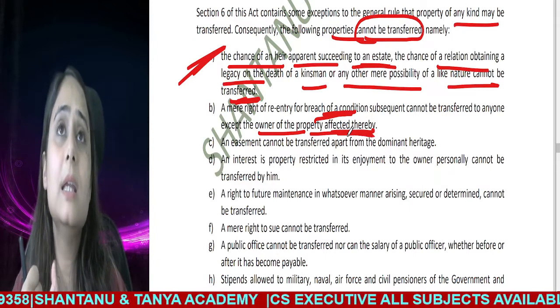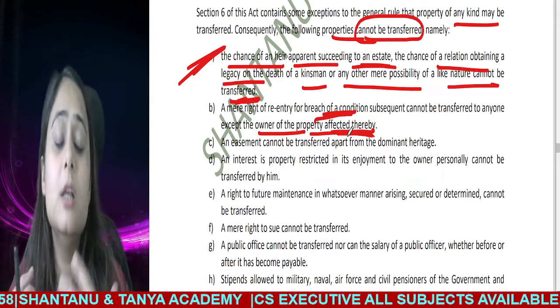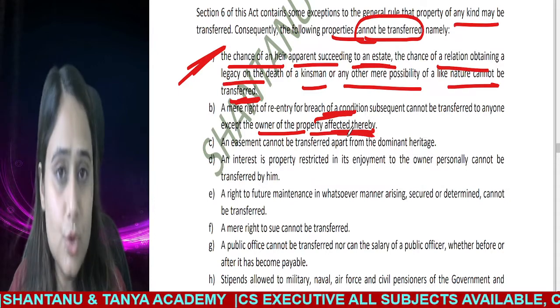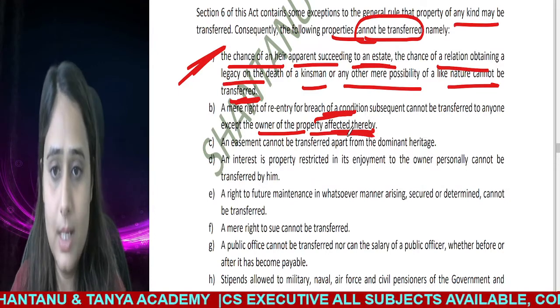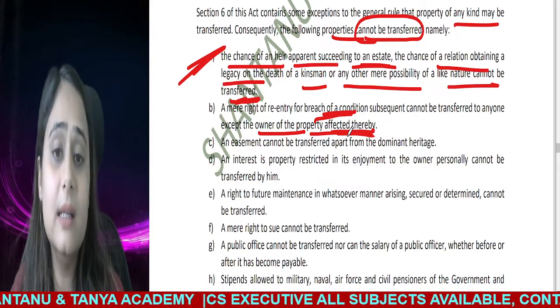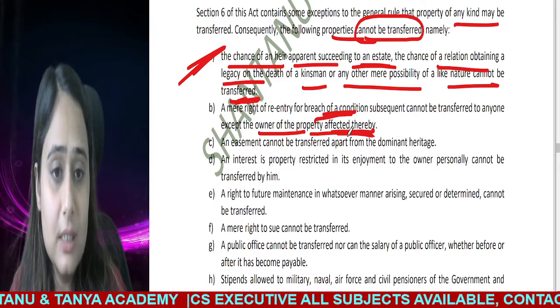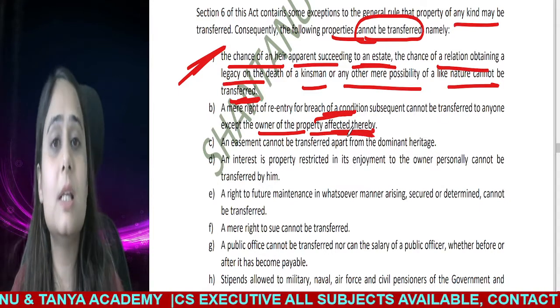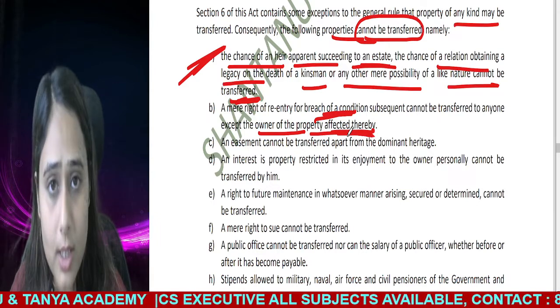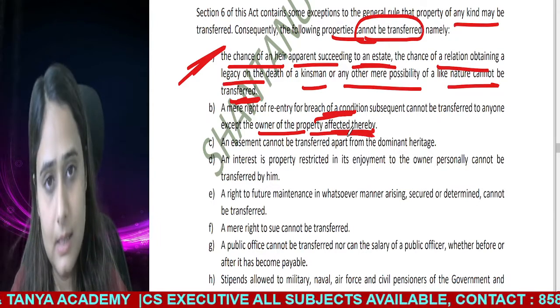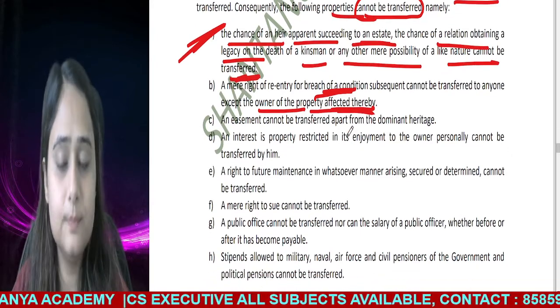So the things we are studying are the properties which cannot be transferred. The first thing was the things which are not in my name; just on presumptions or assumptions, I cannot transfer that, right? Second is a mere right of re-entry for breach of condition subsequent, which cannot be transferred. The thing which I have not got, how can I transfer that? Correct? So that is also not allowed.